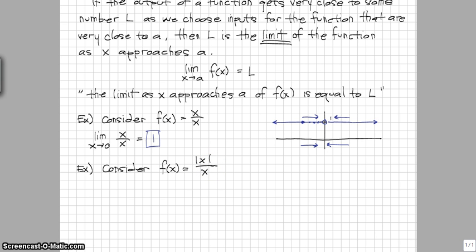Now, we know that when x is a negative value, the absolute value operation is going to give us the opposite of x, and the opposite of x over x will be negative 1. So for any negative values, that's what we have. So here's our 1, here's negative 1.